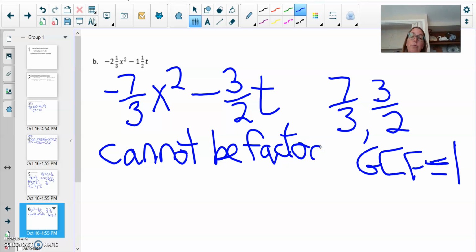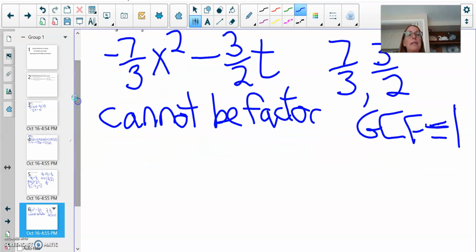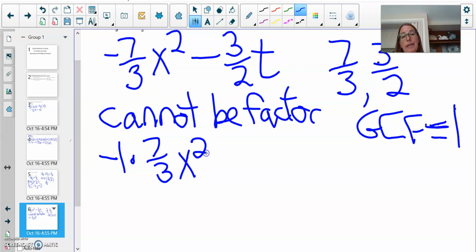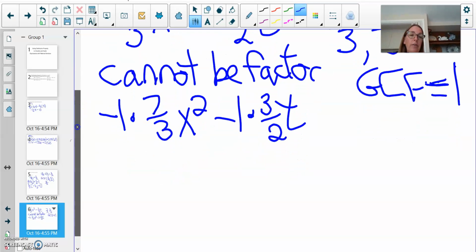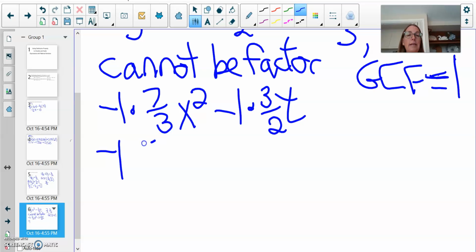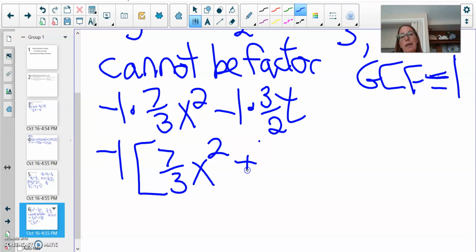Now, if I wanted to, I could factor out a negative 1. So I could rewrite it as negative 1 times 7/3 x squared minus 1 times 3/2 t. And then my factored form would be negative 1 times the quantity 7/3 x squared plus 3/2 t.